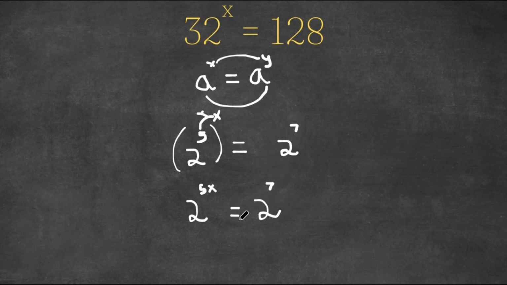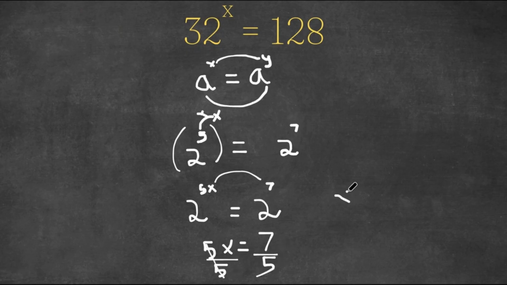Now, as you can see, our bases are the same, so that means our exponents are the same as well. So this means that 5x equals 7. Now, if we divide by 5 on both sides, these two cancel out, and we get x equals 7 over 5. And this is our answer.